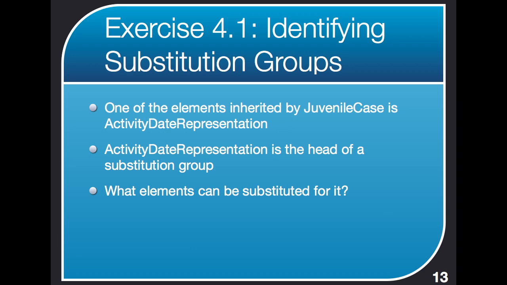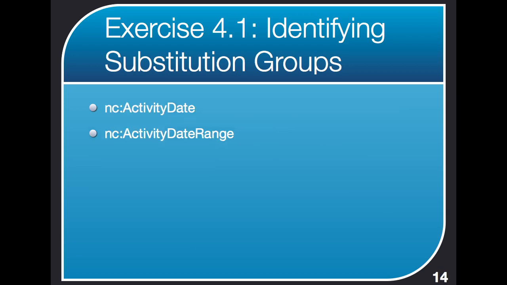So again, don't cheat and go on to the solution right away. Pause the video and actually work this out. You can search in Wayfair, you can search in the SSGT, you can search directly in the schemas themselves. So here's the solution. There are 2 different things that can replace activity date representation. One is activity date, which is something to represent a single point in time. The other is activity date range, which is there to show a range of time, a starting and end date, if you will. So we've got 2 different ones. Let's move on and look at activity date in a little more detail.